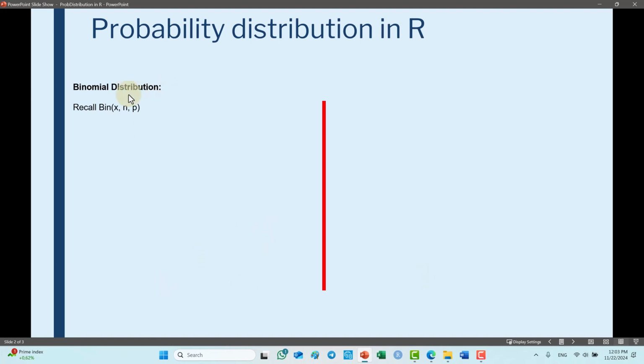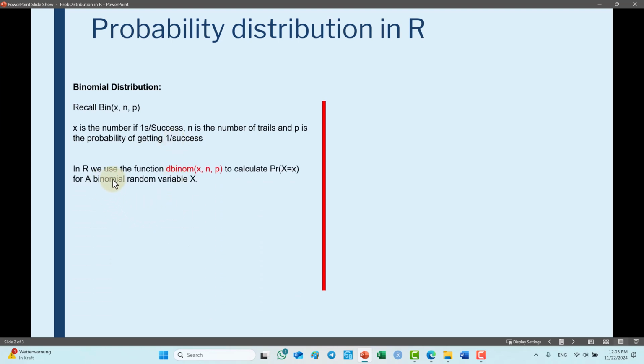Recall that a binomial distribution, or a random variable with binomial distribution, has three parameters, namely x, n, and p, where x is the number of ones or number of successes, n is the number of trials, and p is the probability of getting one or a success.